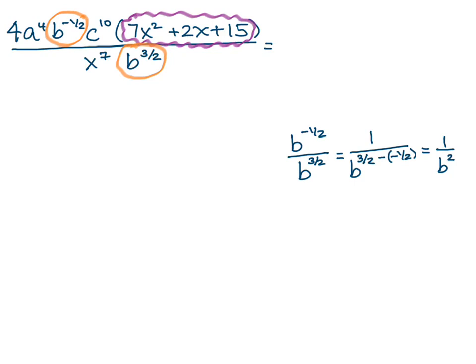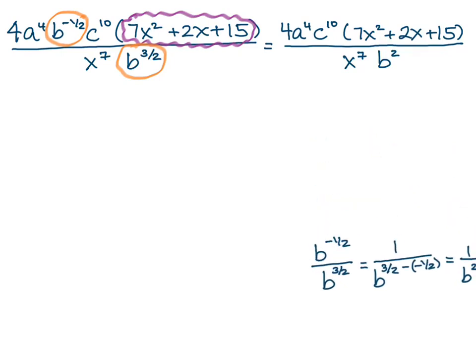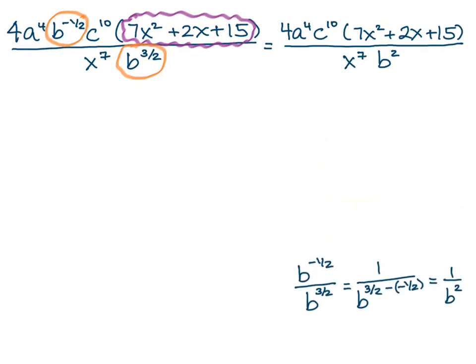So going back, let's write what we have now. 4a to the 4th, the b is going to be gone, c to the 10th, 7x squared plus 2x plus 15, and over x to the 7th, and now my b to the 3/2 is a b squared because I've combined it with the other b. So I think now I am ready to go ahead and plug a, b, and c back in where they belong.